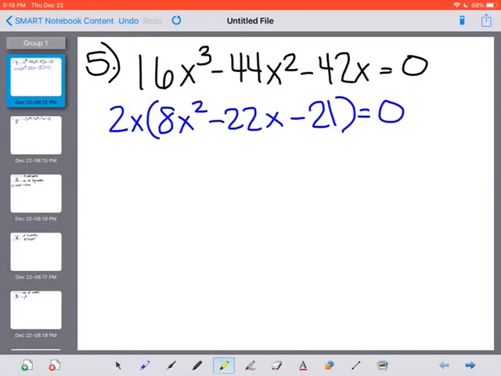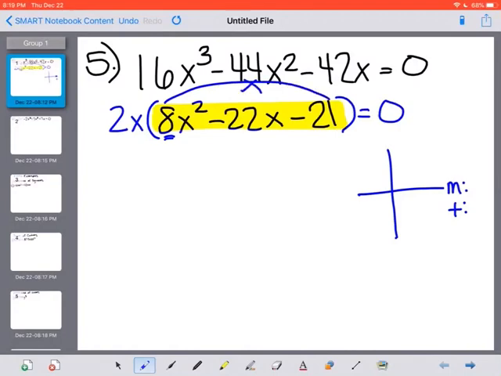So now we need to continue to factor what's inside the parentheses. Since there's a number in the front here, we're going to draw our giant T, write M and A, for multiply and add. Remember, we multiply the first times the last. So we have 21 times 8, which is going to give us negative 168. And what adds to give us negative 22?